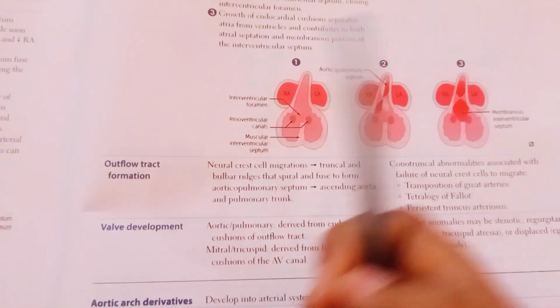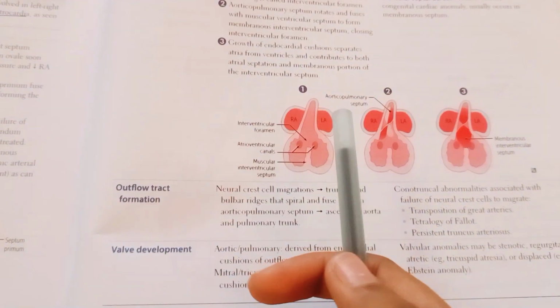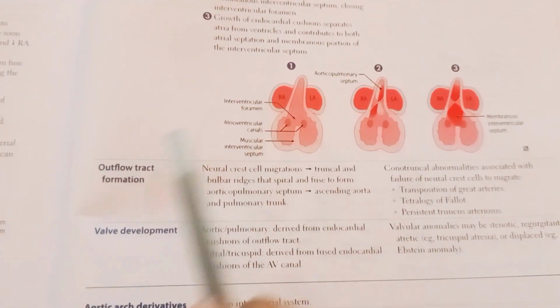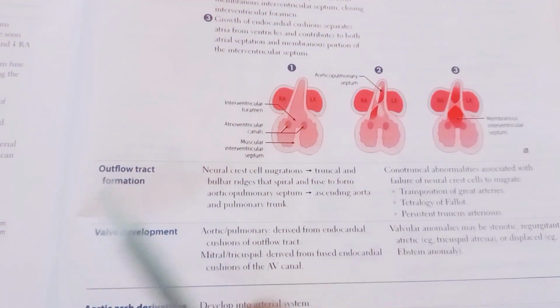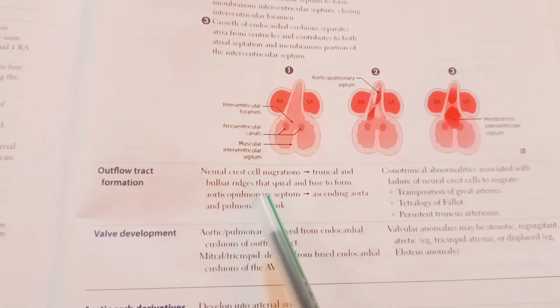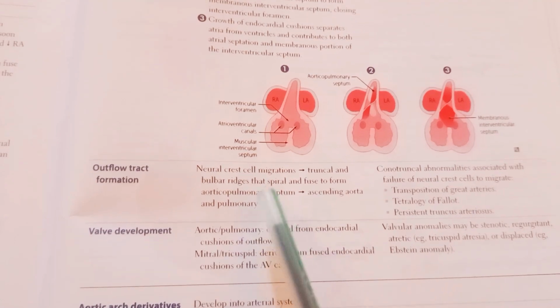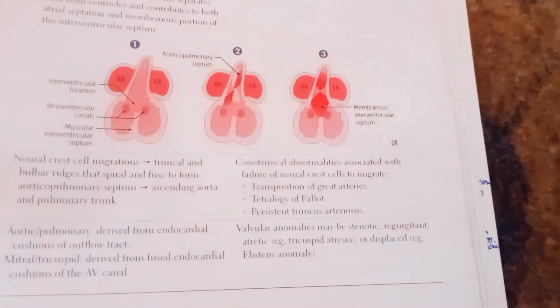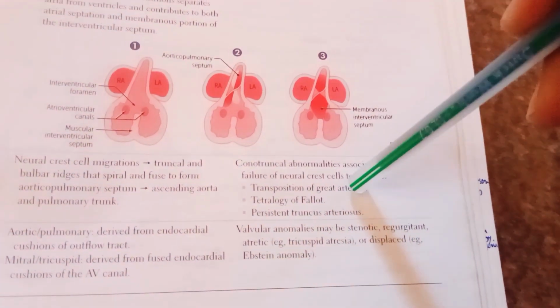Okay. Now coming to outflow tract formation, how the outflow tracts, that is the pulmonary artery and the aorta form, let us know. Actually the neural crest cells, they migrate to the truncal and bulbar ridges and they fuse to form the aorticopulmonary septum, that is either ascending aorta or pulmonary trunk. If there are any abnormalities, what happens? Sometimes there is transposition of great arteries.